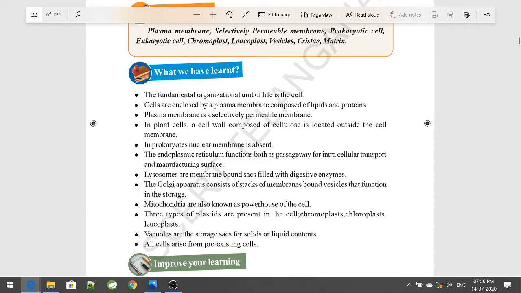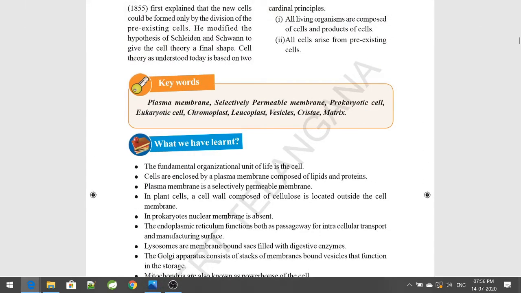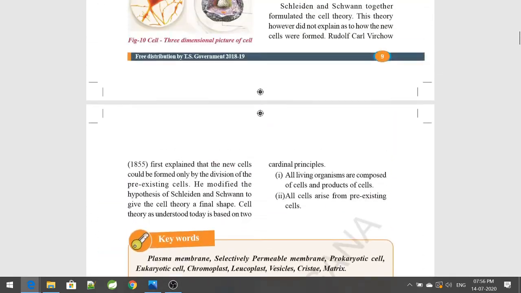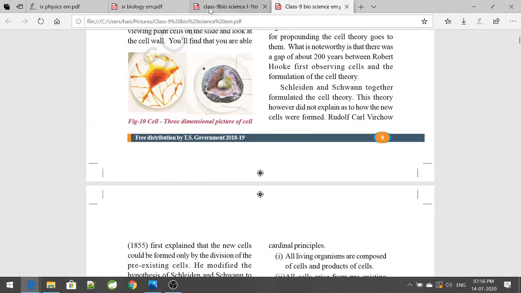Mitochondria are also known as the powerhouse of the cell. Three types of plastids are present in the cell: chloroplast, chromoplast, and leucoplast. Vacuoles are the storage sacs for solid or liquid contents. All cells arise from pre-existing cells. Here I will show you one more thing. These are the keys: plasma membrane, selectively permeable membrane, prokaryotic cell, eukaryotic cell, chromoplast, leucoplast, vesicles, cristae, matrix. All the answers I have prepared in a video. All the questions and answers you can read from there.